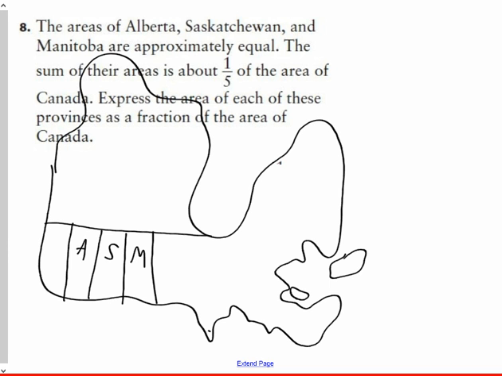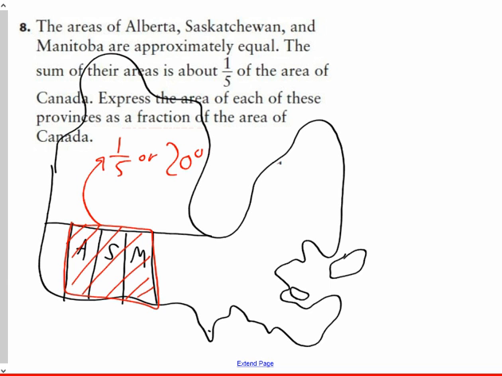So this part of Canada accounts for roughly 1/5 of the total area of Canada. So this area here in red is 1/5 or 20% of all of Canada's area. If you don't think about fractions, we think about percentages. That makes sense. That is 20% of the entire area. And each of these 3 provinces, Alberta, Saskatchewan, and Manitoba, are roughly the same size.